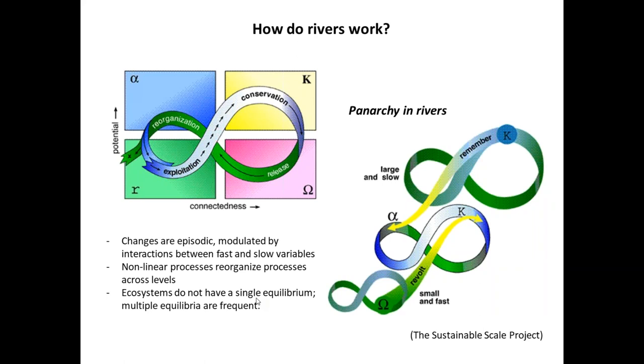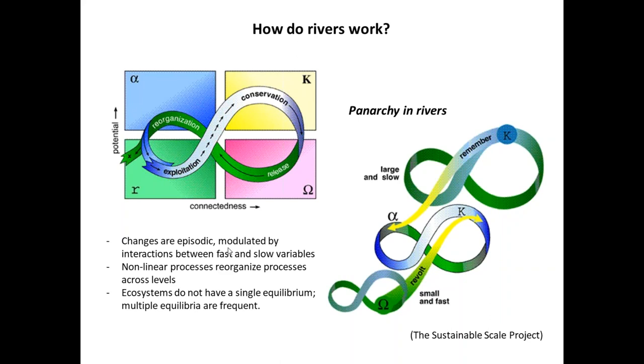And then, because most of those questions were linked to the spatial scales I was presenting in the first slide, there are other questions which have more to do with the temporal scale, and which are very well explained by the theory of panarchy in rivers. This theory is also transferable to different ecological systems, and it shows that in river systems, changes are episodic and are modulated by interactions between fast and slow variables. So rivers are adapting continuously to the pressures they are facing in their boundaries.